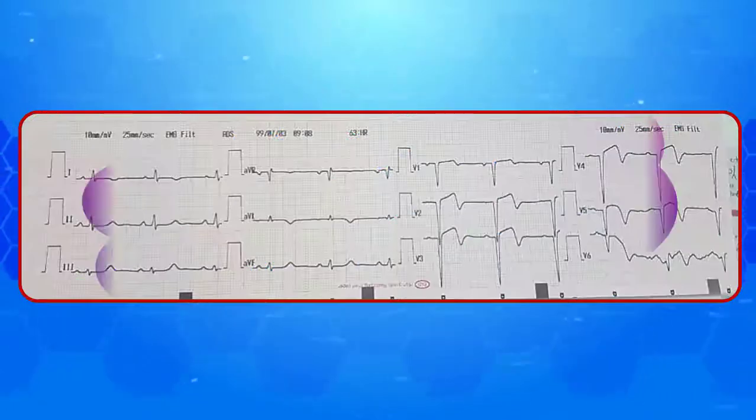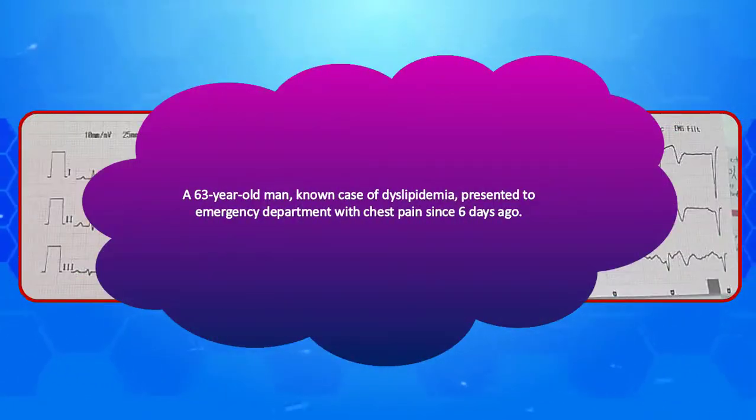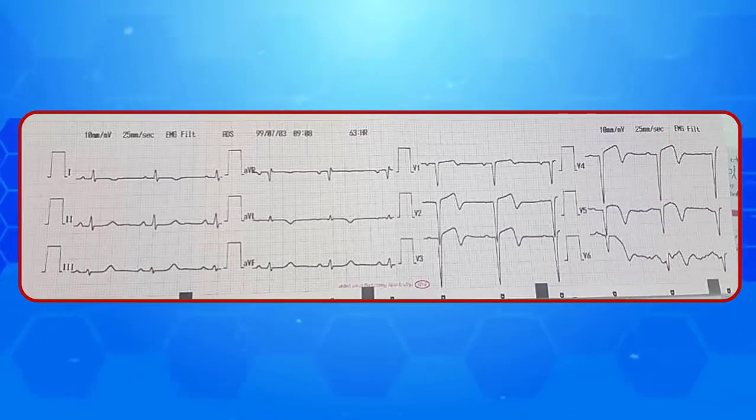This tracing belongs to a 63-year-old man, known case of dyslipidemia, presented to the emergency department with chest pain since 6 days ago. His physical examination was unremarkable. An EKG was obtained. What do you think about this tracing? What is your plan? As before, in order to interpret the EKG flawlessly, use the 10-step approach.